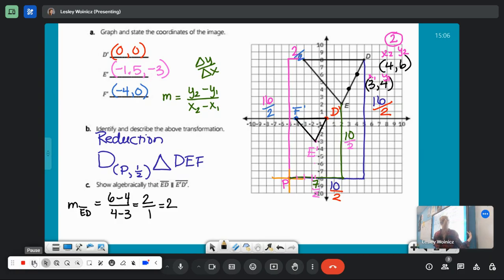Now I'm going to find the slope for E prime D prime. Do I have to pick this weirdo little point? Can I pick this pretty point? Let's do that one. Let's do these two. So I've got (0, 0), this is my x sub 2, y sub 2. And (-1, -2) is my x sub 1, y sub 1.